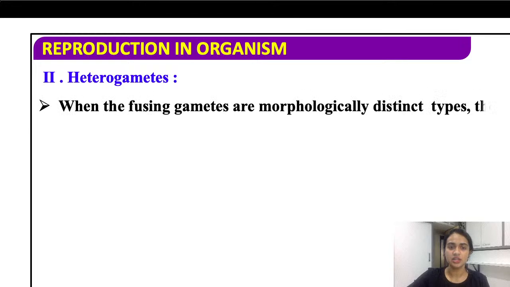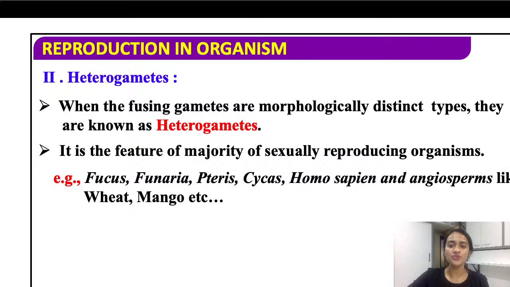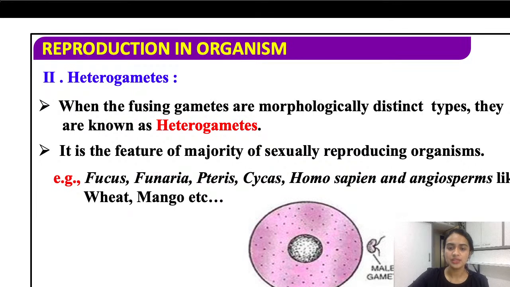Heterogametes, hetero means different. So when the fusing gametes are morphologically distinct, they are termed as heterogametes. It is the feature of the majority of sexually reproducing organisms. So Fucus, Funaria, Cycas, Homo sapiens, and angiosperms like wheat and mango all will produce heterogametes. In humans, I'll just draw. The female gamete, the ovum, will look something like this, and the male looks something like this. So morphologically they are very different and distinct, and hence the term hetero.